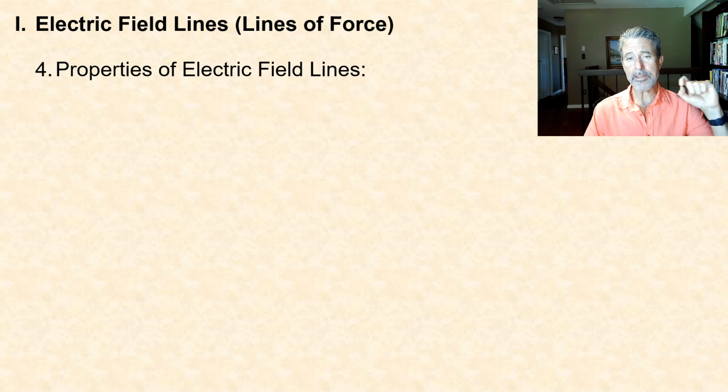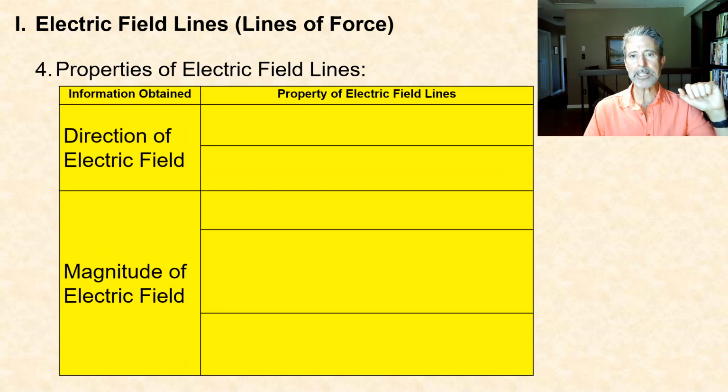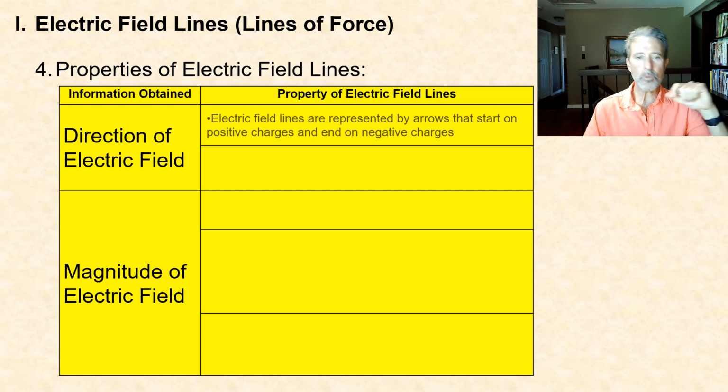So from the previous slide, I think it's pretty apparent that the electric field line model clearly shows the direction of the electric field in the same way that the electric field vector model does. But how do we get information about the magnitude of the field from the field line model? Well, in this slide, we will start to see. But let's first begin by discussing the direction of the electric field given the electric field line model. So we can say that electric field lines are represented by arrows that start on positive charges and end on negative charges.